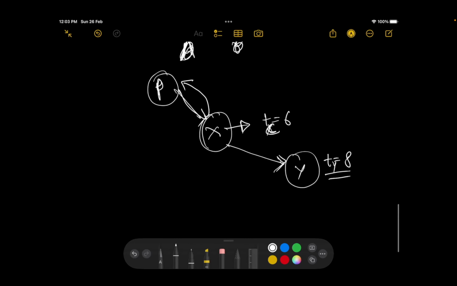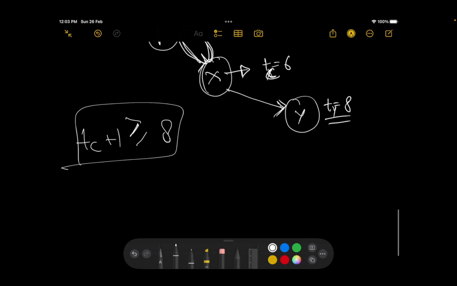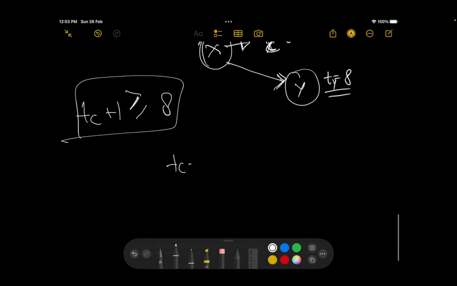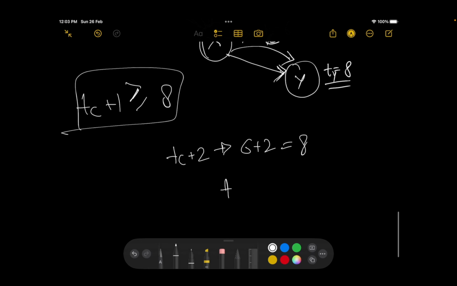So now what you will do is make a round trip, because tc plus 1 is not greater than or equal to 8, right? So you'll have to make round trips. Even if you make a single round trip, the current time would become tc plus 2. That would be 6 plus 2, that would be 8. You require 1 more second to go over here. So now you'll reach the node y at time equal to 9.